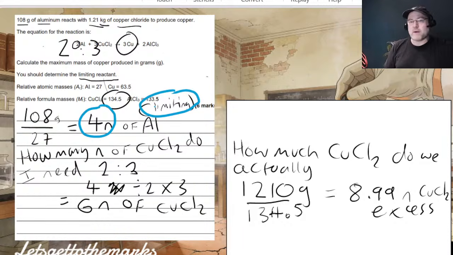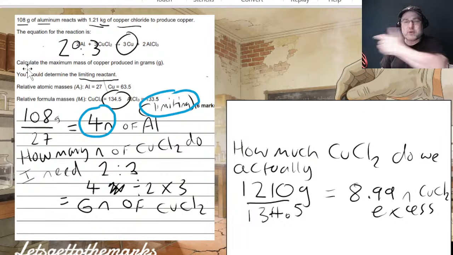It's limited by that. It's like if you're making cookies and all your cookies have to have a certain amount of chocolate chips, and you run out of chocolate chips and you still have dough and flour left over, then you use your calculation on the chocolate chips to work out how many cookies you can make.